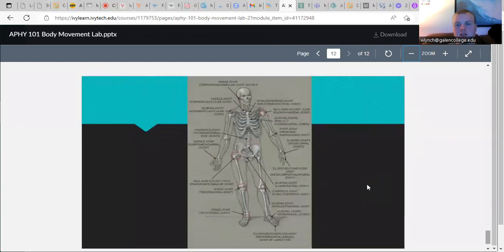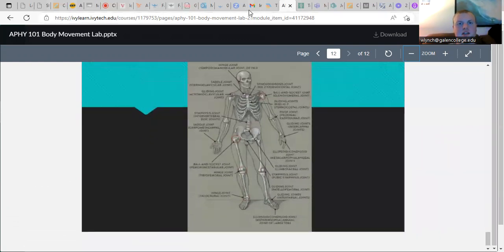All right. So those are your different types of synovial joints and joint characteristics.